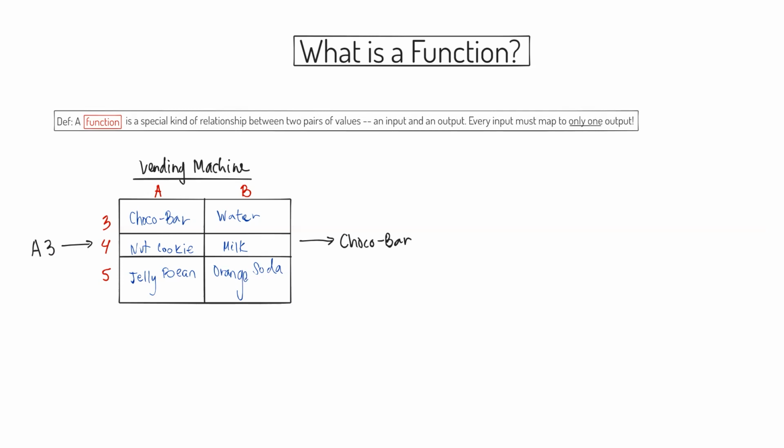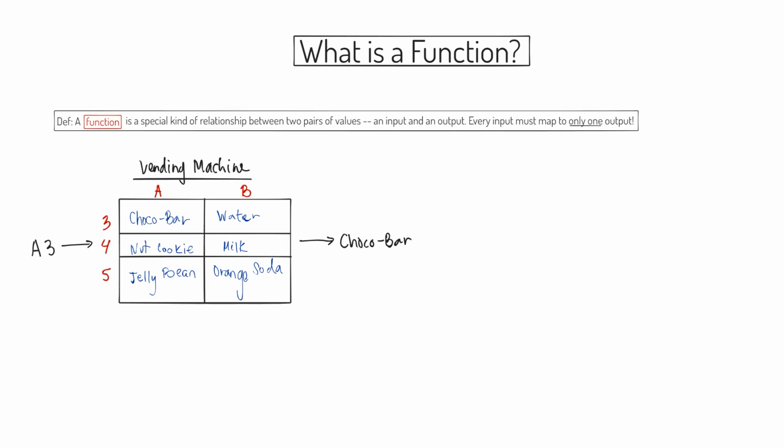If I put in B3 and the machine outputs water, it's doing what it's supposed to do. It's functioning properly. But what if I come back the next day and I put in A3, the same code as I see listed here, but all of a sudden it gives me out a nut cookie? Well, that's not what I want. This machine is not functioning because it's given an input, but it's not putting out the exact same output that it was putting out yesterday. And so this is not a function. That's what we mean when we say every input has to return the same output every single time.